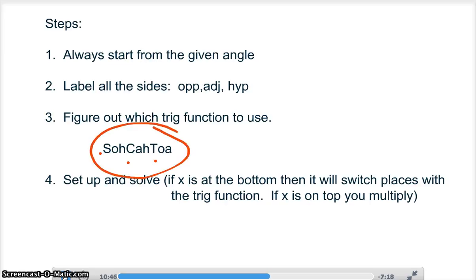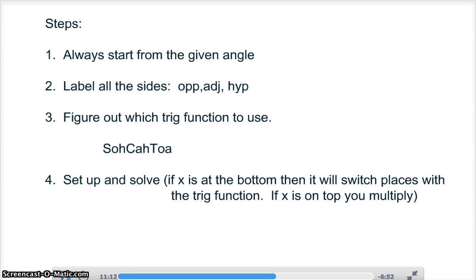SOHCAHTOA is a way to remember the formula. Sine is opposite over hypotenuse, cosine is adjacent over hypotenuse, tangent is opposite over adjacent. Again, that is SOHCAHTOA. Then you set up and solve. If x is at the bottom, then you switch places with the trig function. If x is on top, then you multiply. We're going to do 2 examples on this same page on how to find a missing side. Press pause if you need to copy all that down.